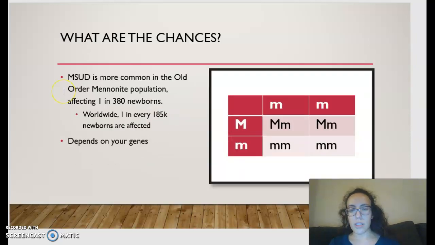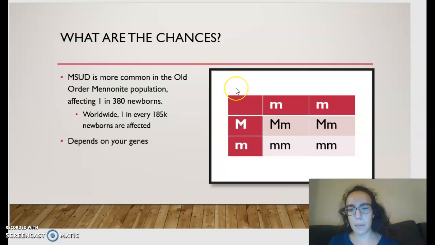So what are the chances that somebody gets MSUD? MSUD worldwide affects 1 in every 185,000 newborns. However, it is more common in the Old Order Mennonite population, which from my research seems to be commonly located around the Pennsylvania area. And here it affects 1 in 380 newborns. But really, when it comes down to it, it depends on your genes.